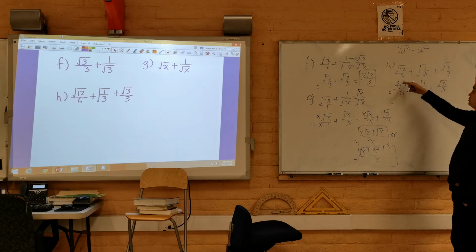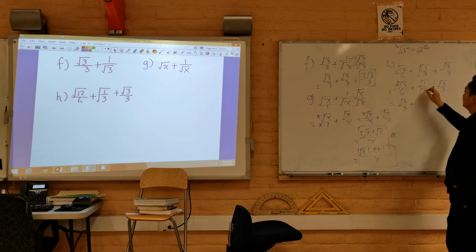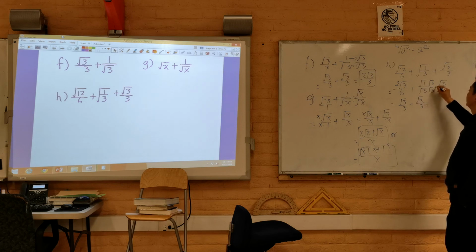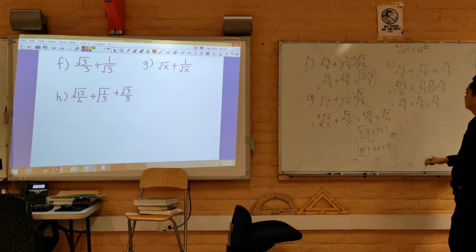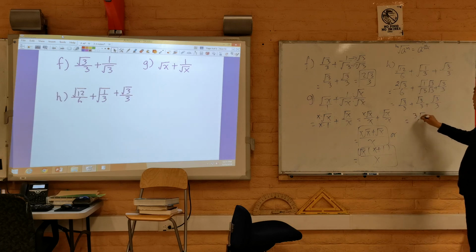So for the first term, basically you can reduce it, so we got root 3 over 3. For the second term, try to rationalize it, so we multiply by root 3 top and bottom, and we got root 3 over 3 again. The third term is already written as root 3 over 3. So we got 3 identical terms, so 3 root 3 over 3. Then reduce.